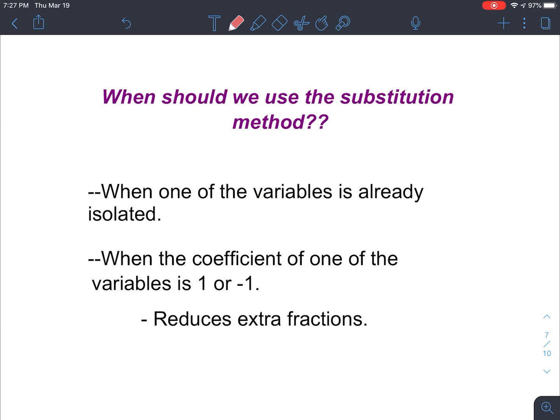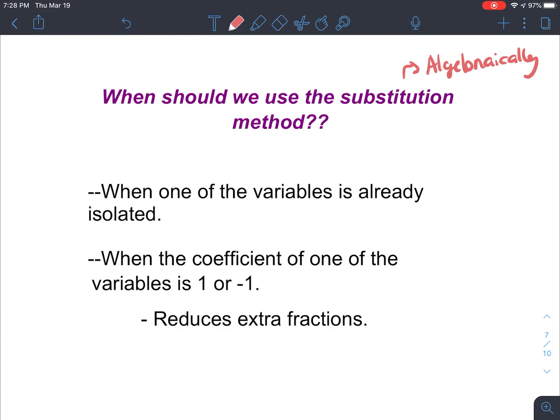So now we're going to have a number of methods for solving this. Obviously, graphing is one, substitution is the second. So when should we use the substitution method? Well, first, if we see equations written algebraically, we know this is a possibility that we can use this method.